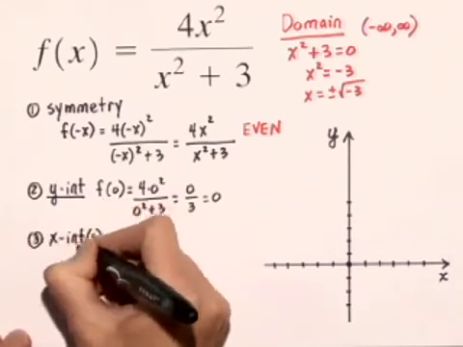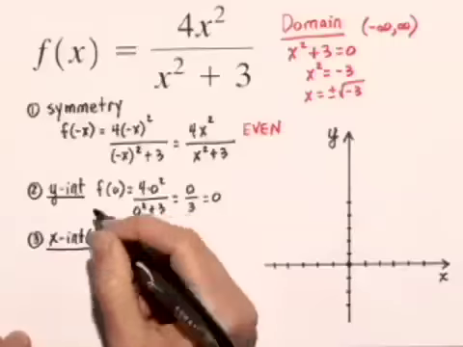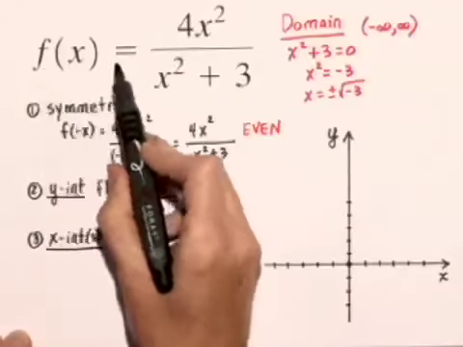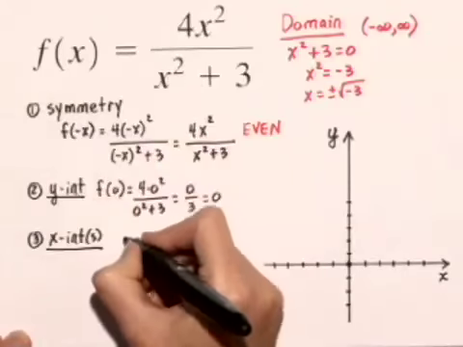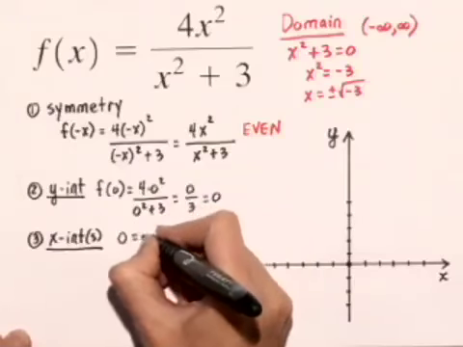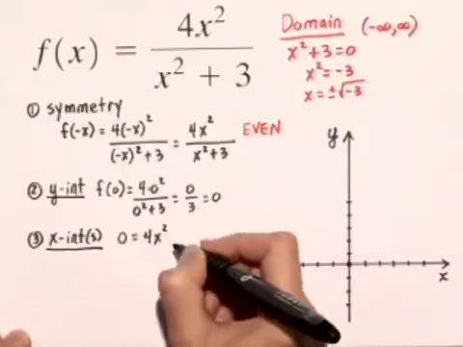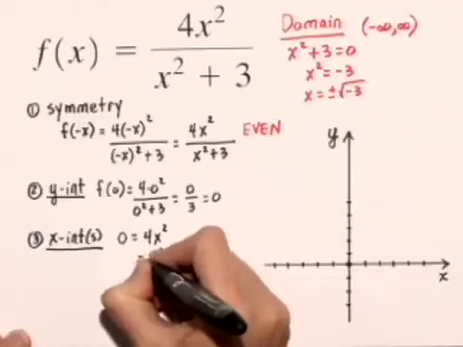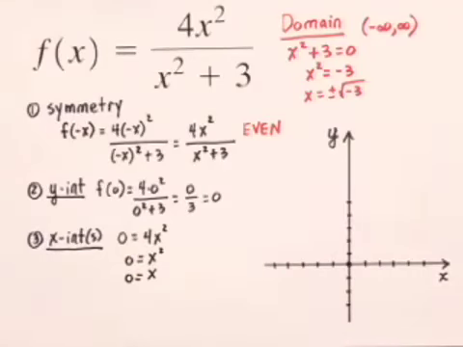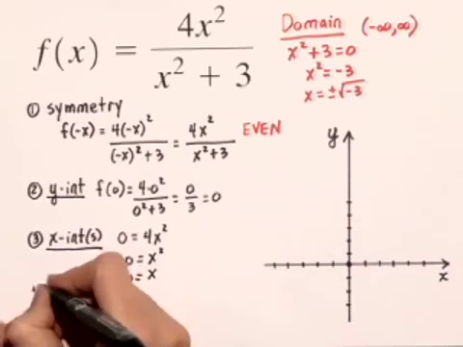We find x-intercepts by letting y equal 0. In other words, we set f of x equal to 0, and we set 0 equal to the numerator of our rational function. 0 equals 4x squared. If I divide both sides by 4, I get x squared equals 0. The only solution to that is x equals 0. So even though we already knew x equals 0 was our x-intercept, we needed to check to make sure there were no more, and there are no more. So let's move on to step 4.